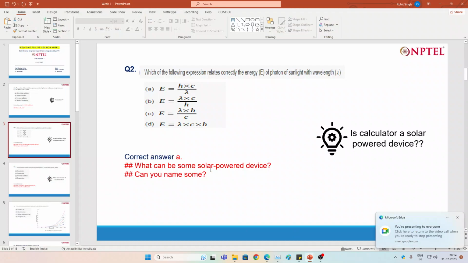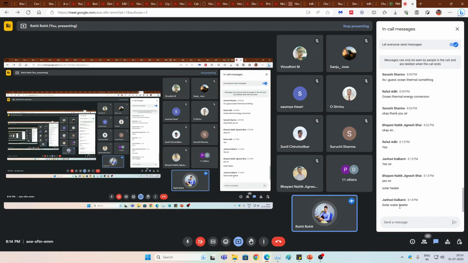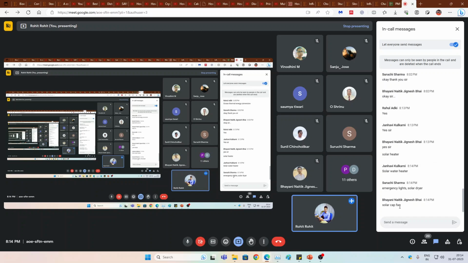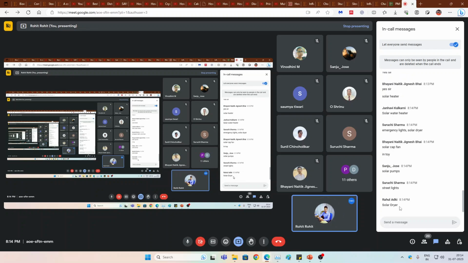Another question is, what can be some solar power devices? Think and answer. Can you name some? Natik answers solar heater. Very good. Janvi, solar heater. Apart from solar heater, anyone? Emergency lights, because emergency lights are charged from solar. Solar dryer, very good. Solar cap fan in toys, okay, those are also solar power devices. Street lights, very good and smart answer. Solar dryer is a very good answer.